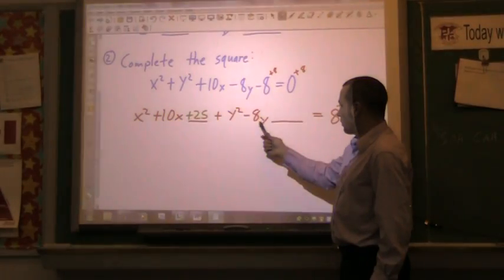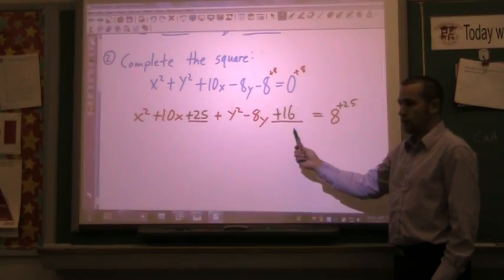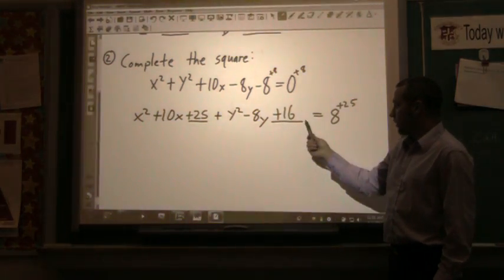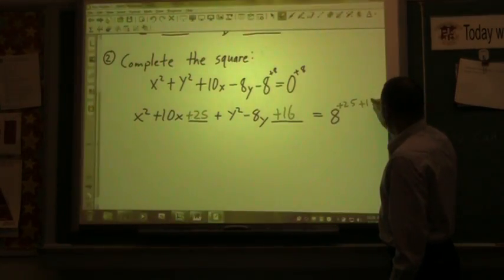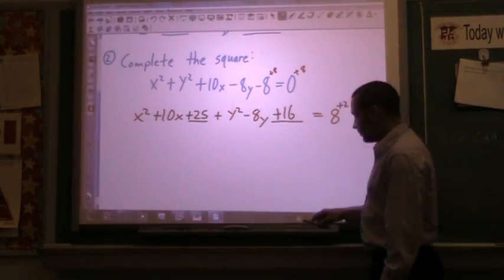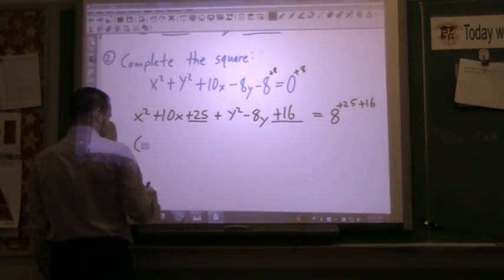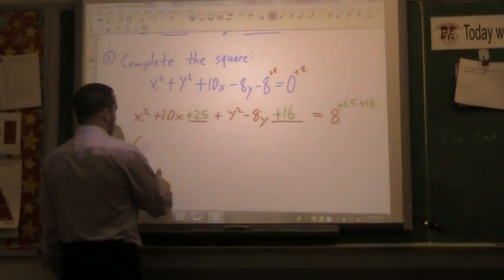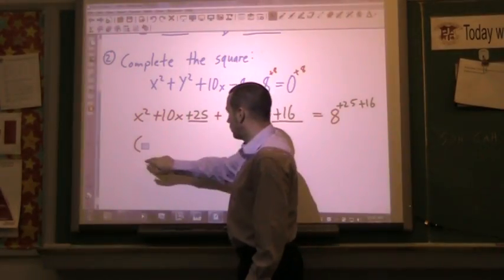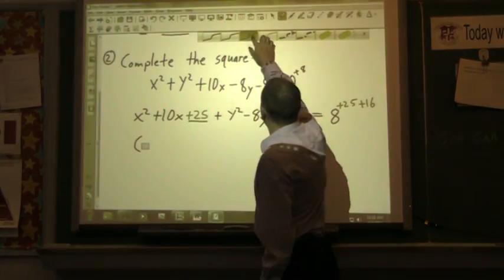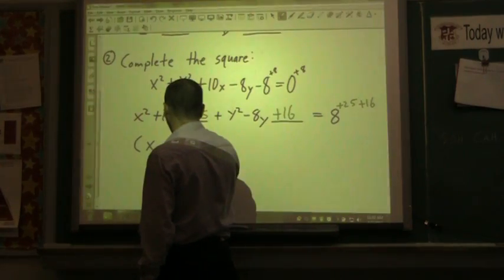Half of -8 is -4. -4 squared is 16. Again, that 16 was not there before. Okay, there was nothing there before. I artificially added 16 to the left side, so I have to add 16 over here. Now, the whole point of doing this, right, was to be able to write this as a factor times itself. Okay?